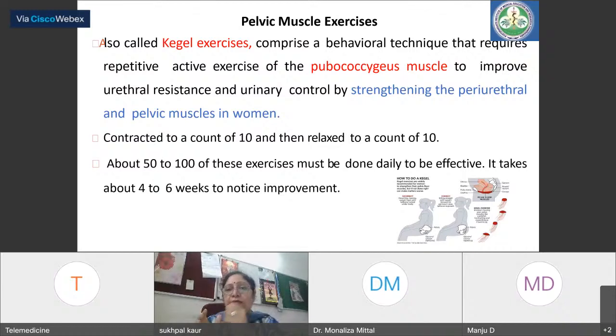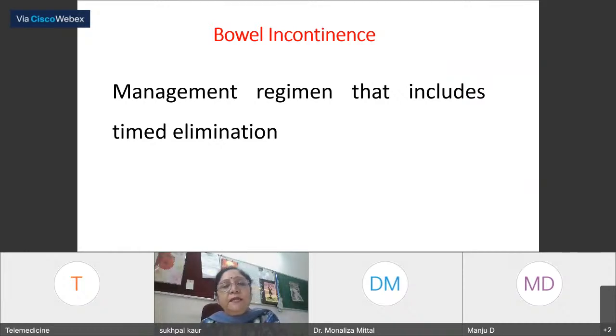These types of exercises strengthen the periurethral and the pelvic muscles in women. For bowel incontinence, similarly, we need to manage the regime that includes timed elimination. Here, we can see if the person is in the habit of passing stool once in a day. So we need to note down exactly the timing, what the ideal time is for the person to void. So we need to maintain the routine for the person, and at that time we can make use of certain interventions.